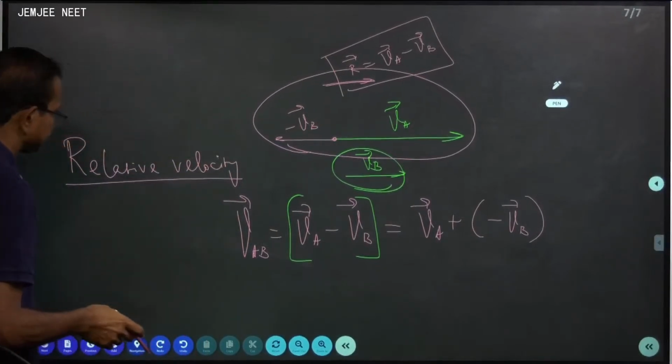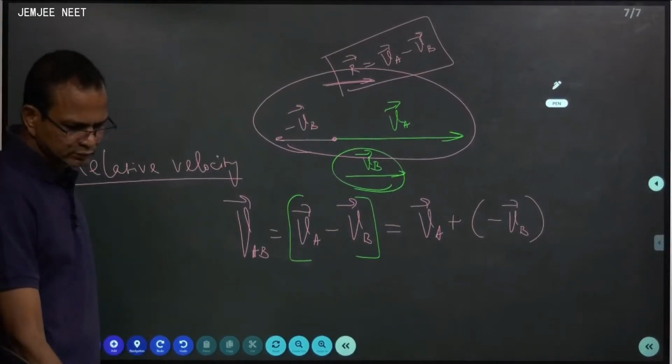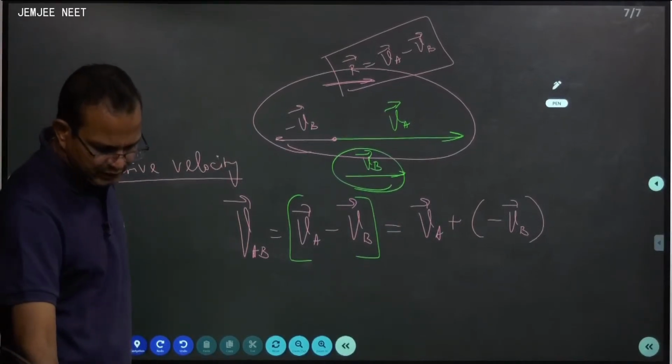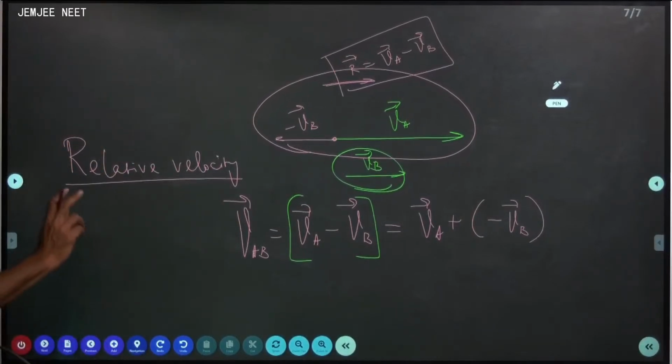Okay, good. So relative velocity, what shall we do next? Addition of everything we have done. Relative velocity is also done. Vector subtraction, vector addition.